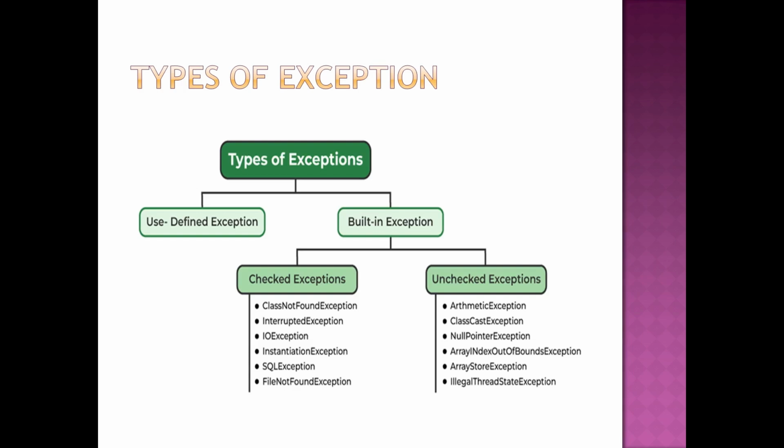We have several checked exceptions and unchecked exceptions, and we have written them down to summarize. Checked exceptions are like ClassNotFoundException, InterruptedException, IOException, InstantiationException, SQLException, FileNotFoundException. These occur at compile time. Unchecked exceptions occur at runtime, like ArithmeticException, ClassCastException, NullPointerException, ArrayIndexOutOfBoundsException, ArrayStoreException, IllegalThreadStateException. This is the unchecked exception, guys. I hope you have understood the types of exception.